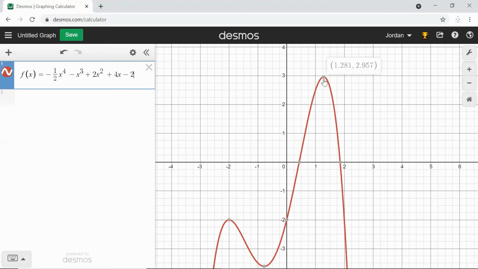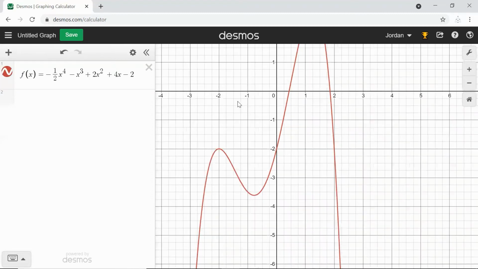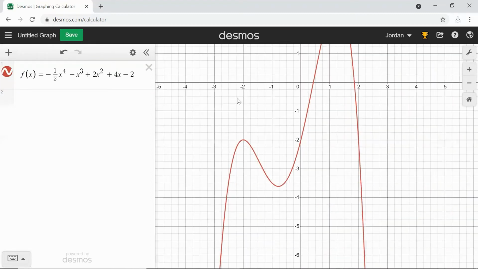1.281, 2.957 is also such a point. So both of these are relative maximums. By the way, obviously one of them is a larger relative maximum than the other. But they're both at the tops of hills, so they're both relative maximums.